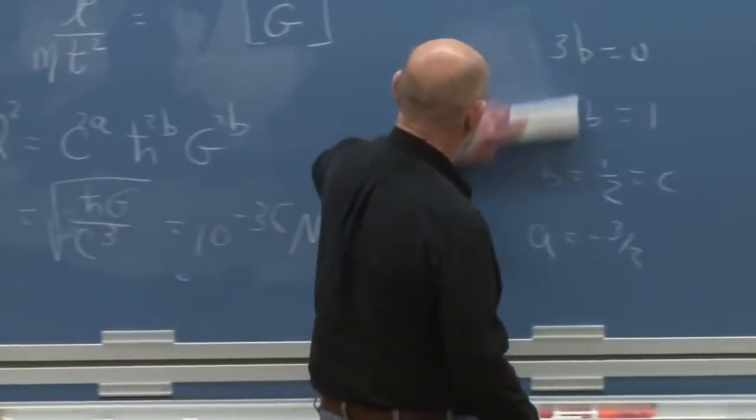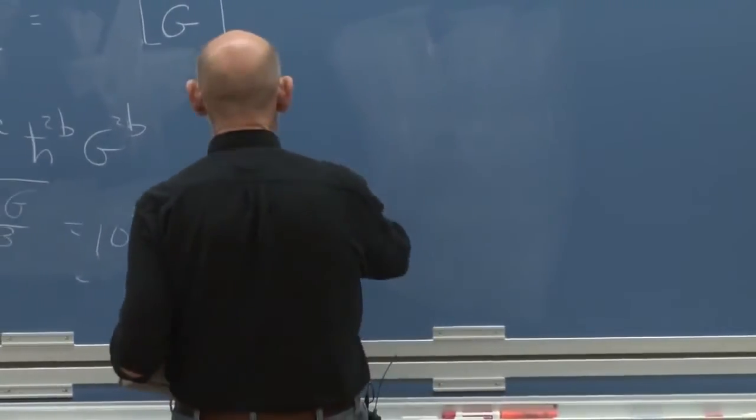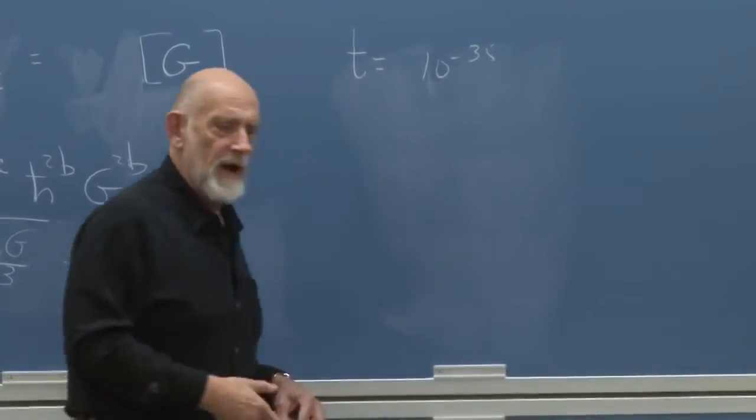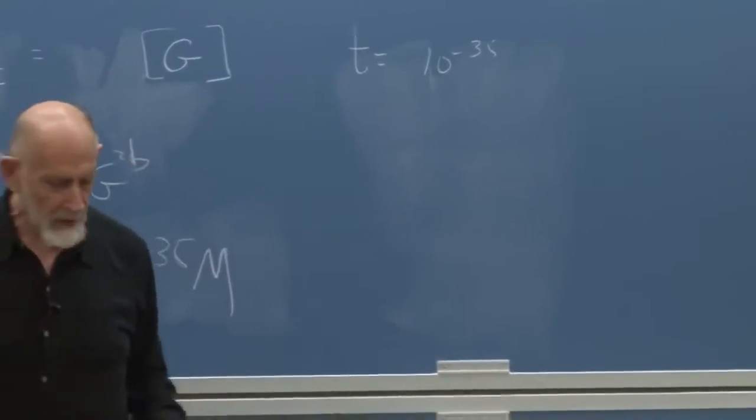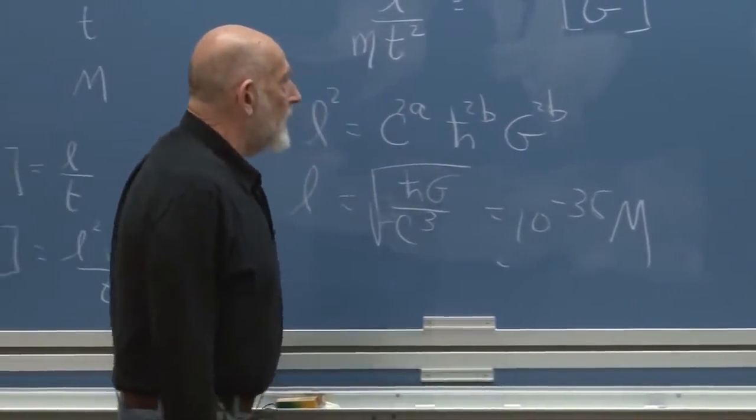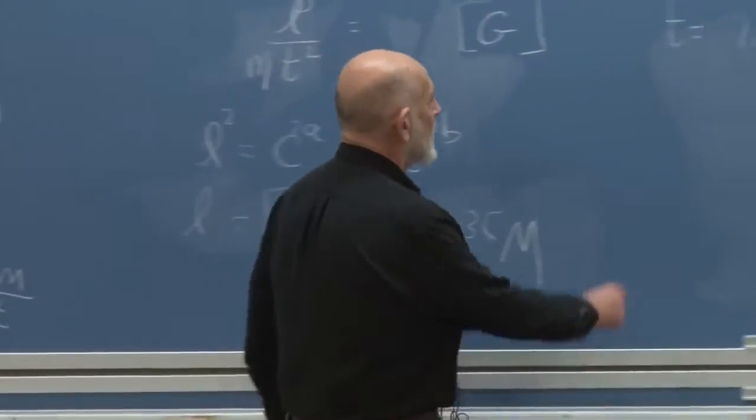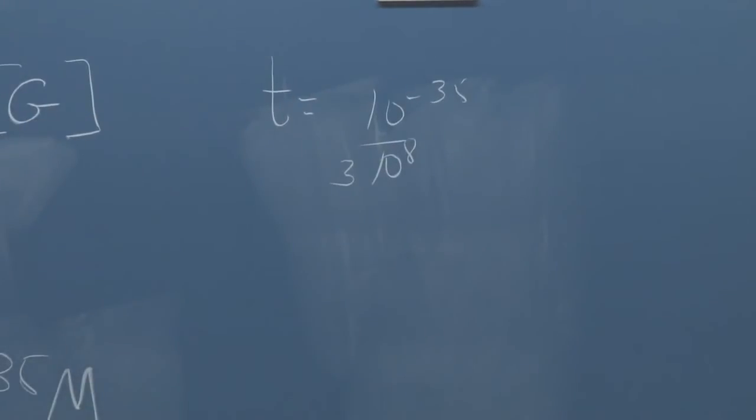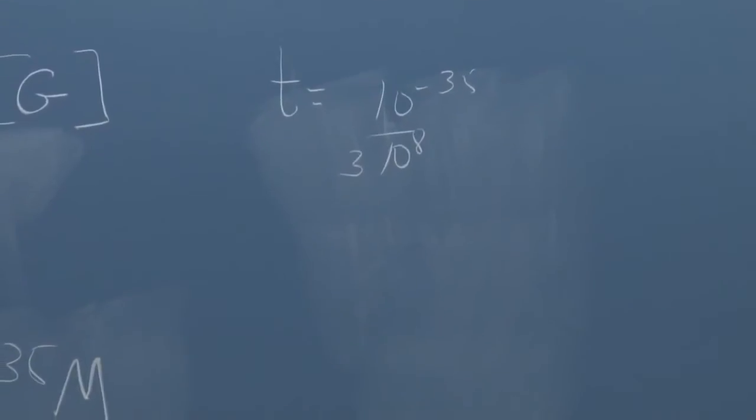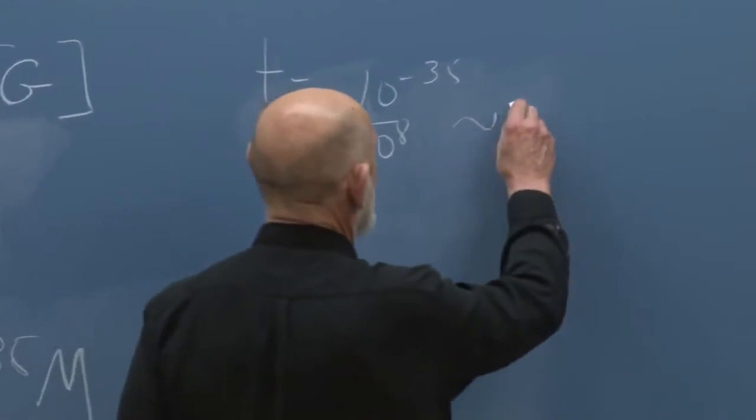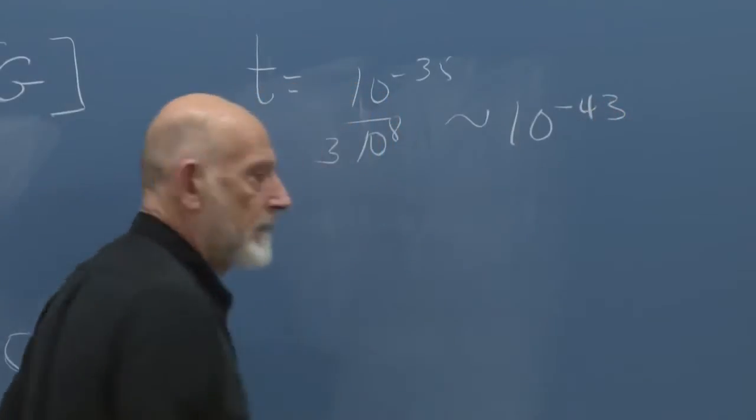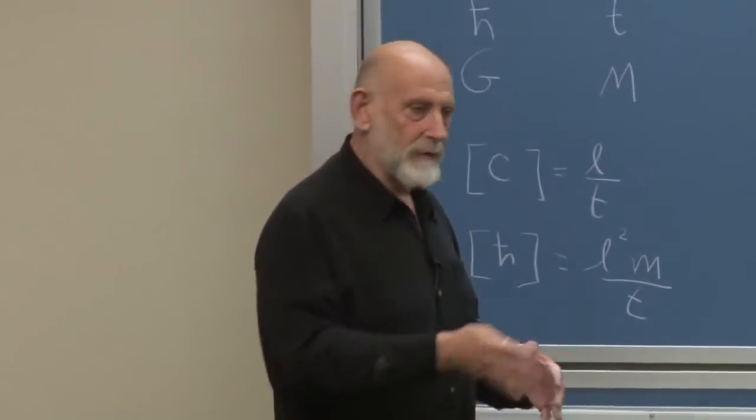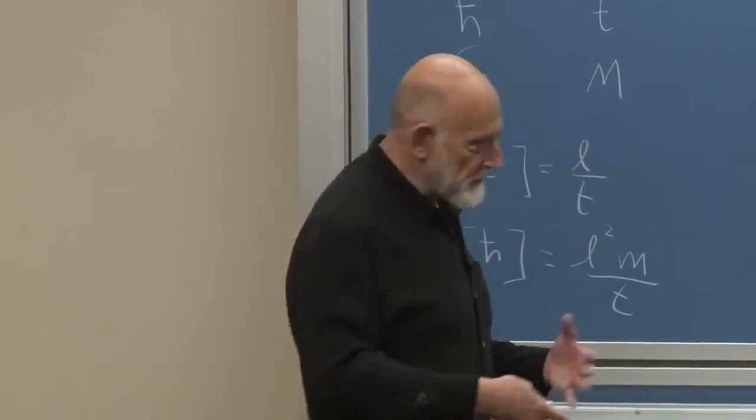All right, so the corresponding time is equal to 10 to the minus 35. And when I say 10 to the minus 35, there's some numerical factor in front of it. 10 to the minus 35 divided by 3 times 10 to the 8th. 35 and 8 is what? 43. So this is of order 10 to the minus 43 seconds. That's the Planck time. But of course, all it really is, is the time that it takes light to travel across the Planck distance. So it's not a new thing.